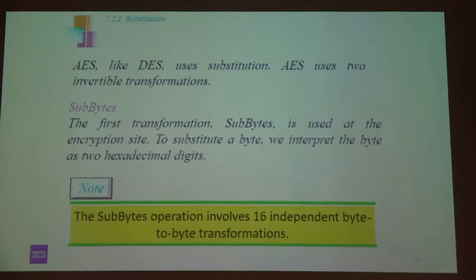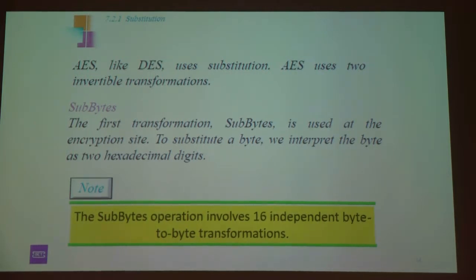AES uses two invertible transforms. The first one is substitute bytes. If you remember, did you substitute bits or bytes? We did bit substitution. Here we do byte substitution. Okay? So we take a byte and replace it with another byte, right? So the first transformation, sub bytes, is used in encryption.